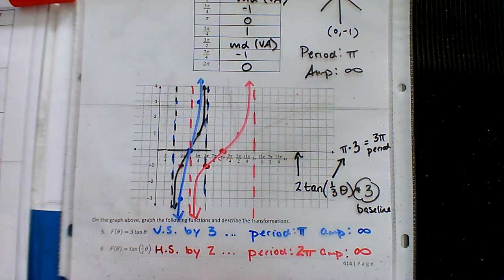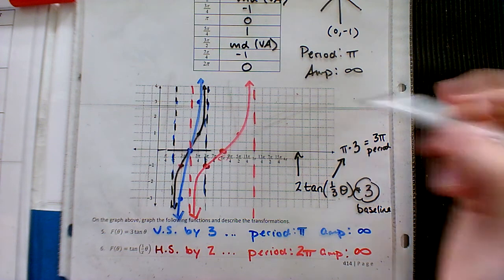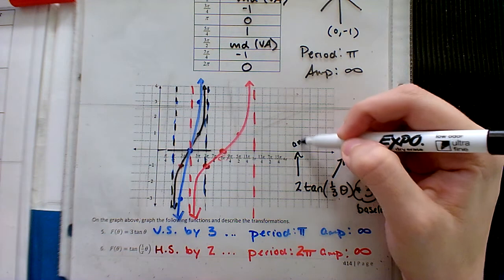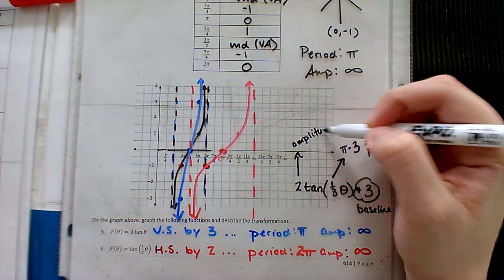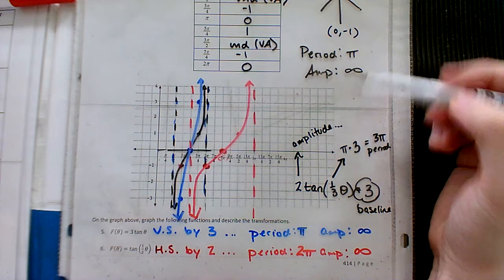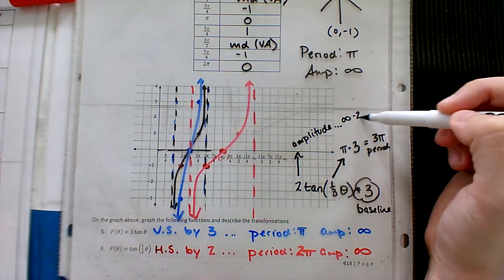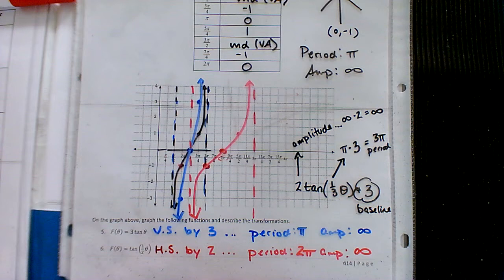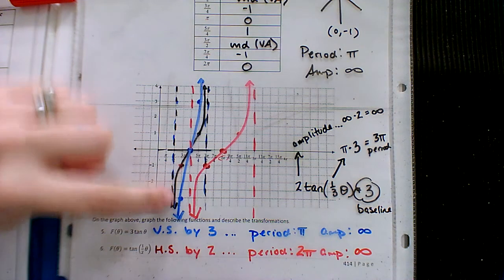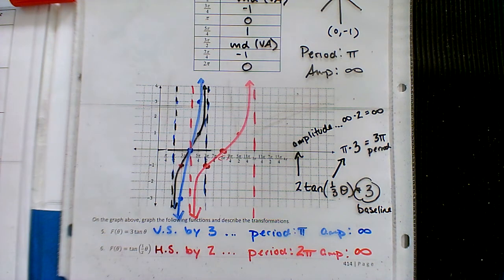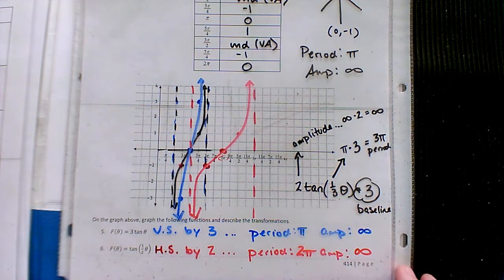What about the 2 out front? Yeah? All right, so this would affect our amplitude. Now, we would have to take infinity times 2, but notice how that would still be infinity. Okay, so you're not really changing the amplitude per se, but you are definitely affecting the shape of the graph, because instead of being curvy, if you stretch a curve, it's going to turn more into a line. It's going to be a little bit more straight. You doing okay so far? All right.